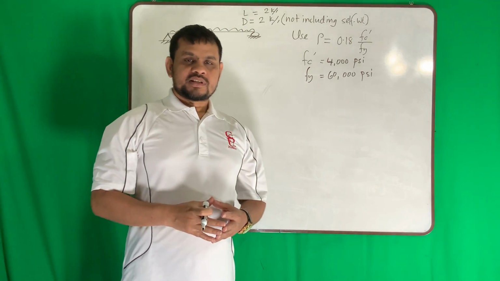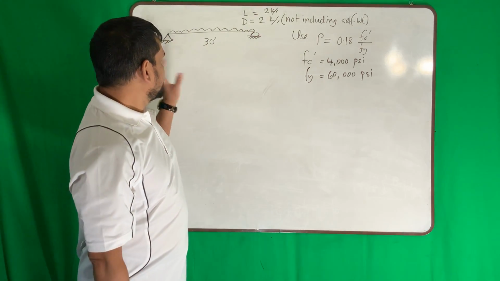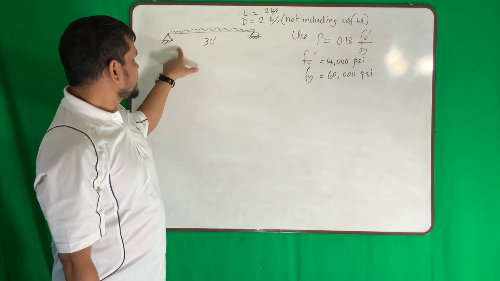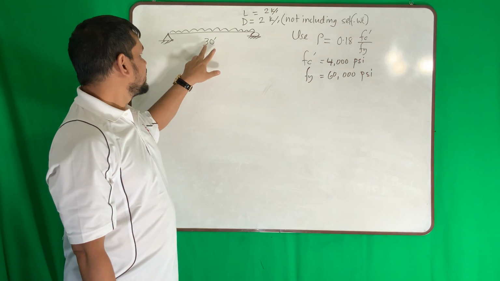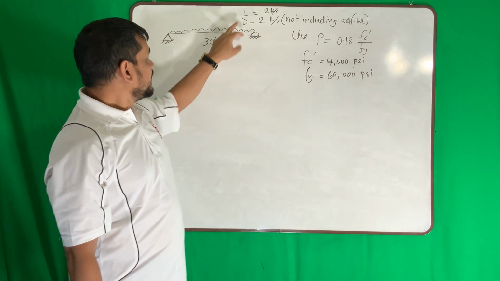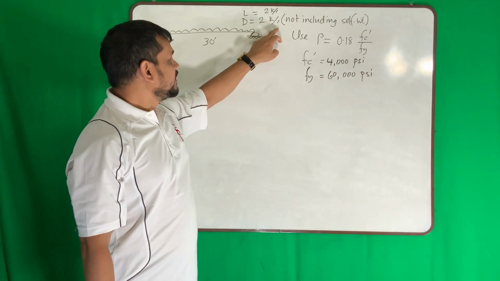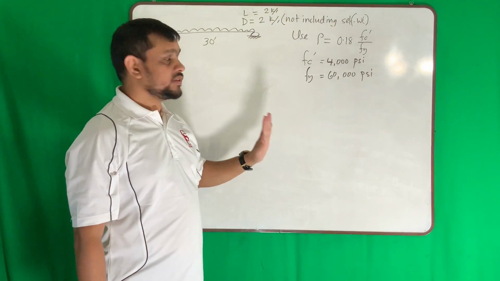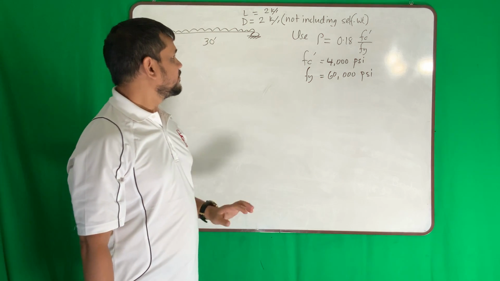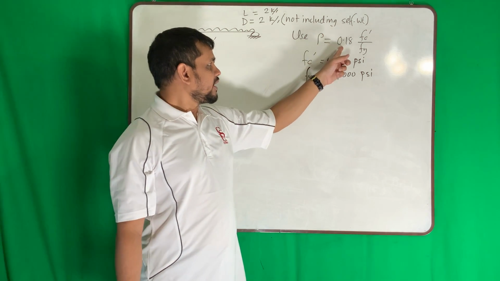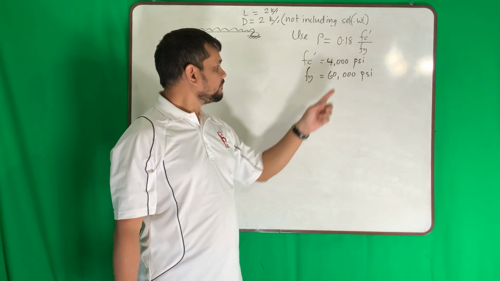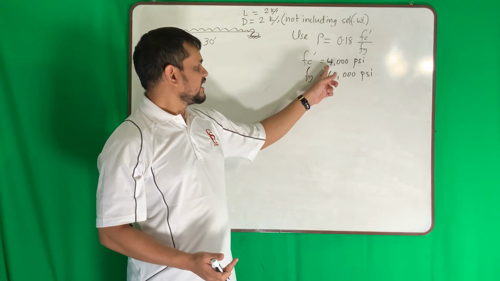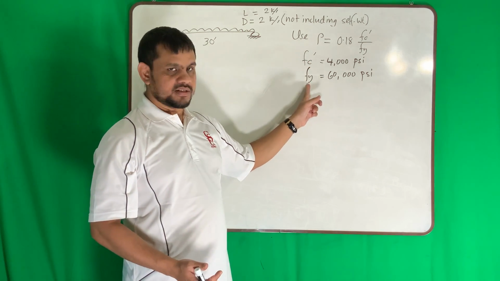This time I will start a beam design. So this is a problem from your book. This problem says there is a simply supported beam, 30 feet span, dead load 2 kip per feet, not including self weight. Live load 2 kip per feet. That means it's a uniformly distributed load. Use rho 0.18 f'c over Fy. Material properties. The material you will use is 4 KSI concrete, 60 KSI steel.